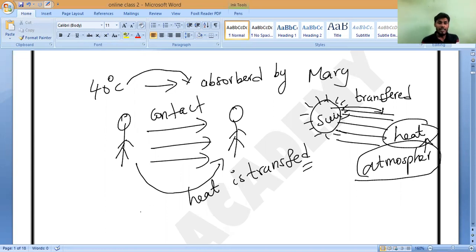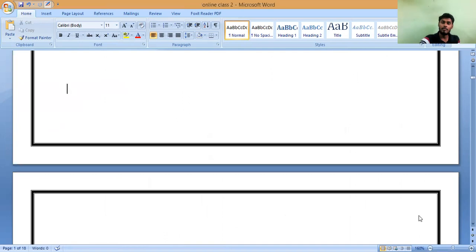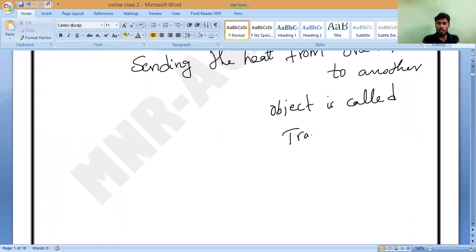It means sending the heat energy, a general discussion I'm saying, sending heat from one object to another object. Sending heat from one object to another object is only called transfer of heat. That is what you should understand. Understand it?